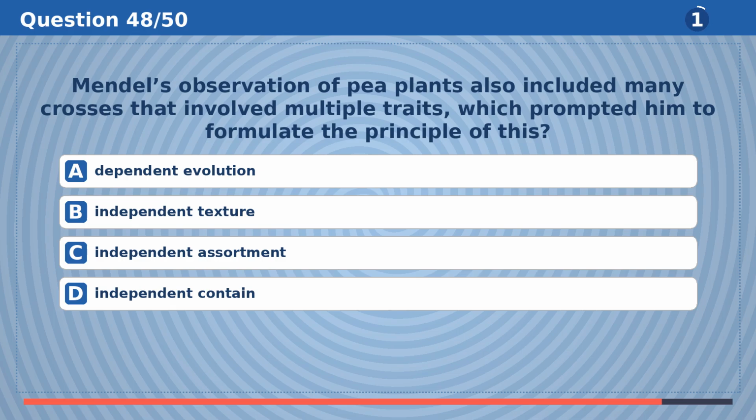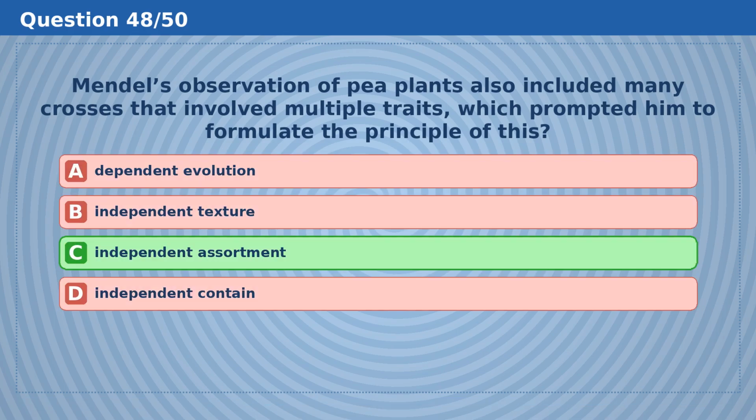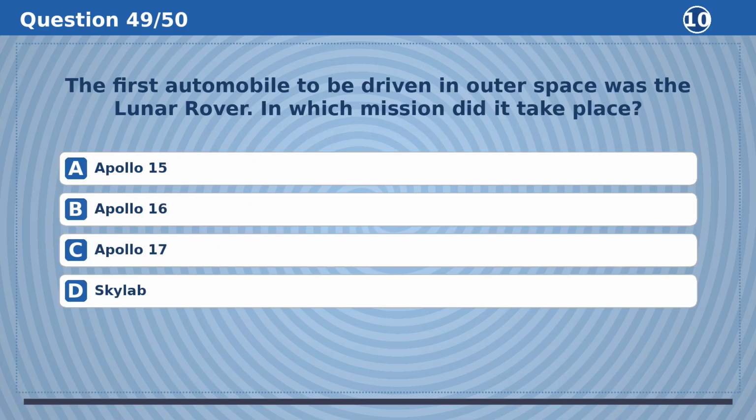Mendel's observation of pea plants also included many crosses that involved multiple traits, which prompted him to formulate the principle of this. The answer is C, independent assortment.